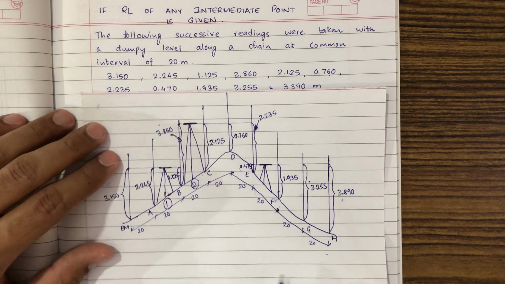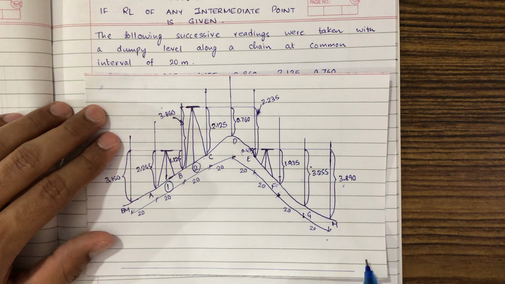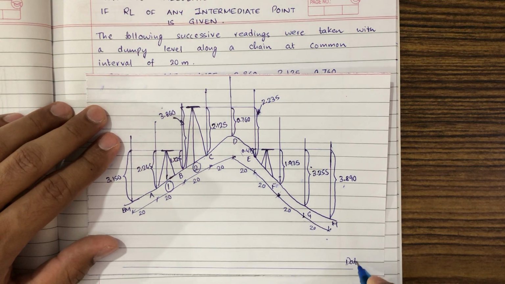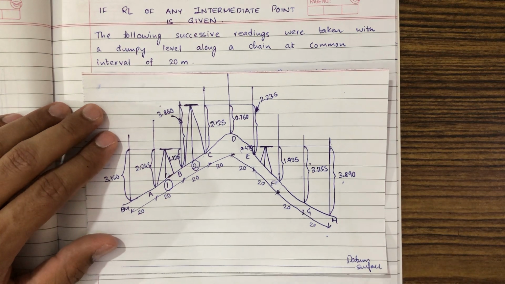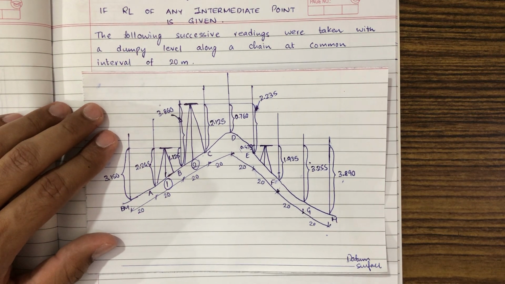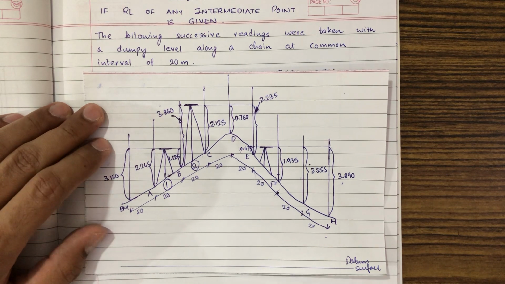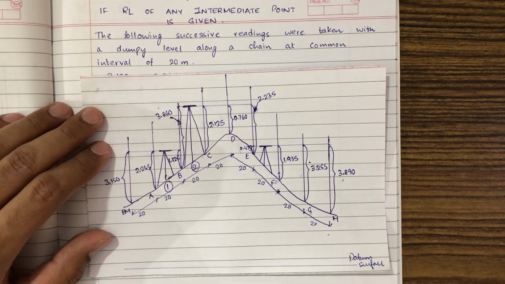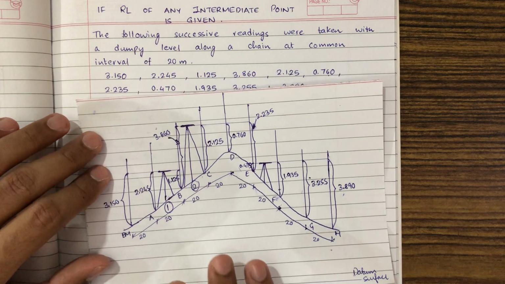Now there is a datum surface, or you can say the datum line. This datum line is an arbitrary line from where the reduced level is calculated. From where the reduced level is calculated, that is called the datum line or the datum surface.